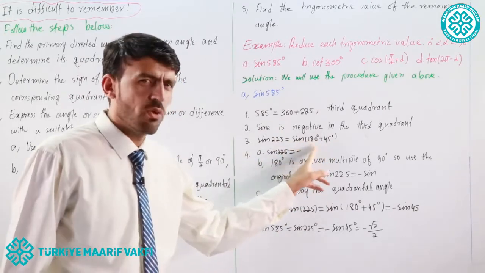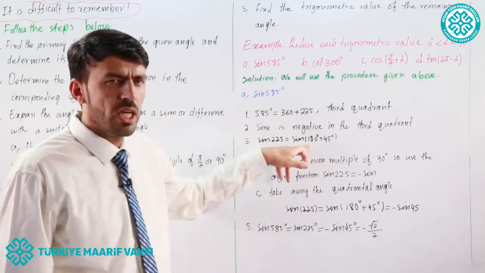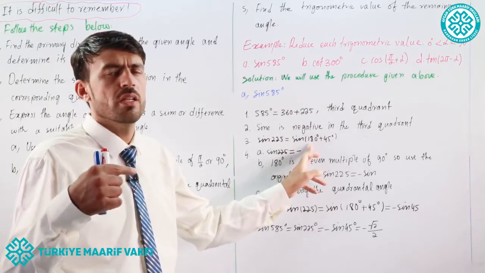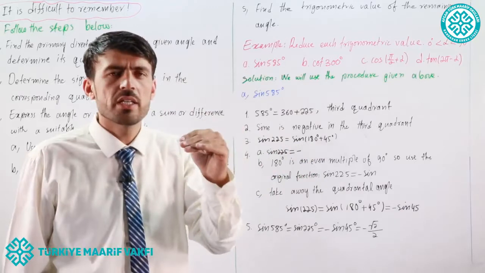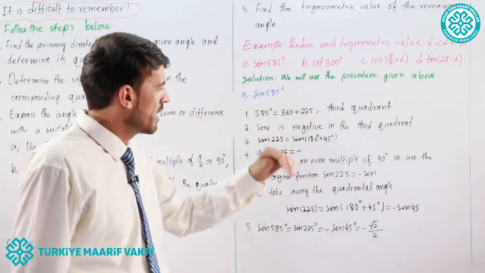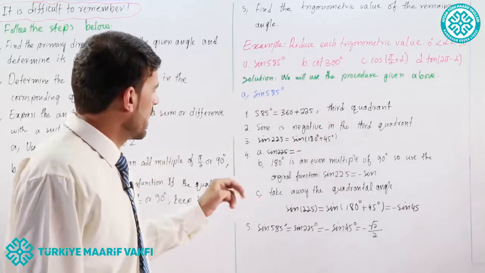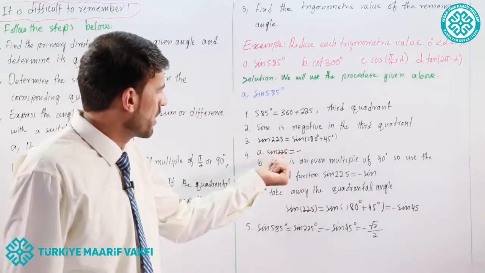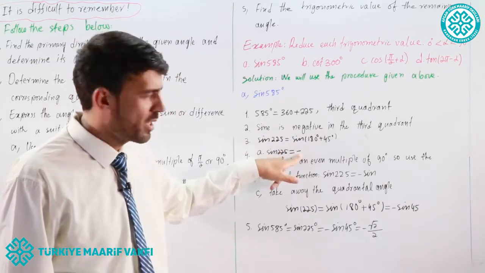The first one is a quadrantal angle because the terminal side of the angle coincides with the negative side of the x-axis. And the second angle is a non-quadrantal angle. In the fourth step, use the sign from step 2. The sign is negative in the third quadrant.